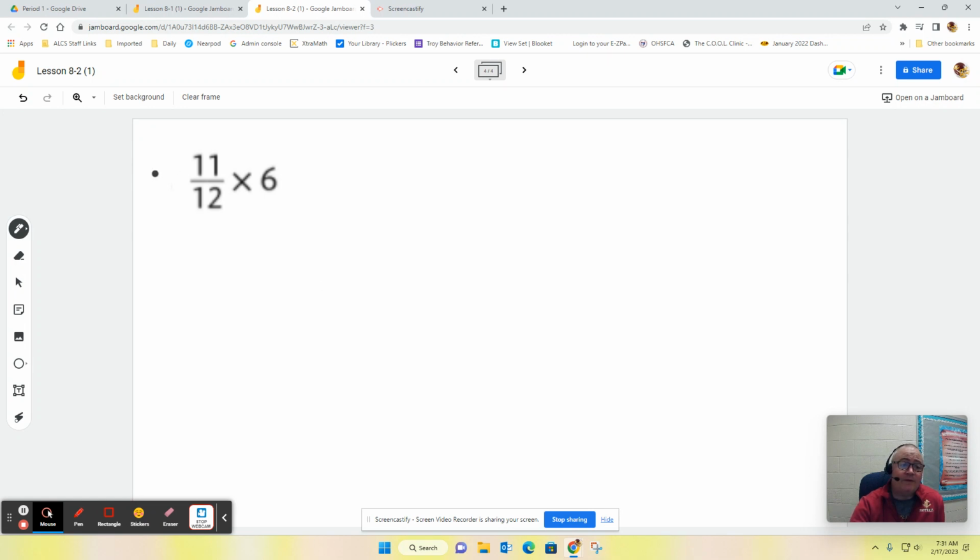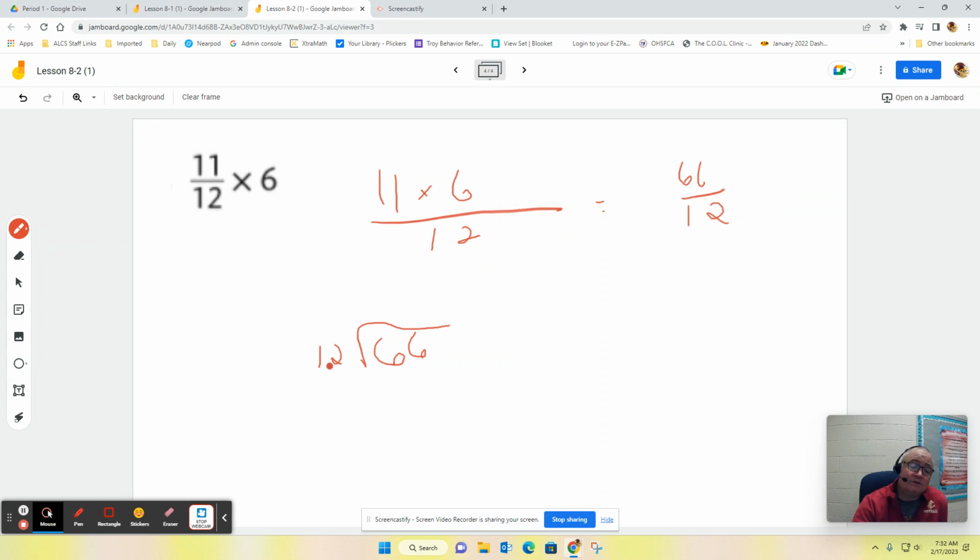Now, let's do this one here. And I'll have to use my mouse pad this time, which is fine. So I know it's 11 times 6. There's my 11. There's my multiplication sign. There's my 6. And I know I'm dividing that all by 12. And that equals 66 divided by 12. Now, because I can't do that math in my head, I need to make a long division problem. So 66 is my dividend. It goes inside. 12 is my divisor. It goes outside. So now I got to think, well, 12 times what gets me really, really close to 66?